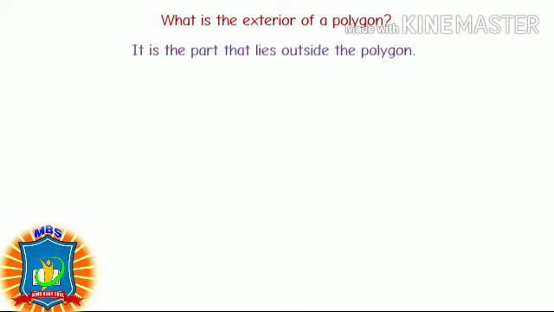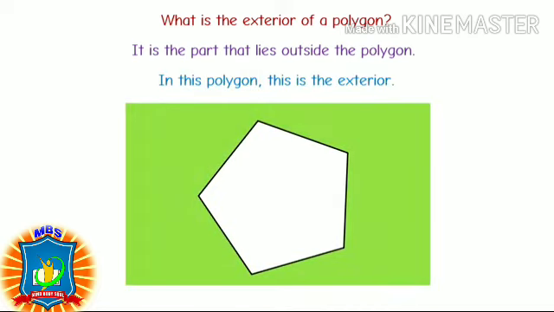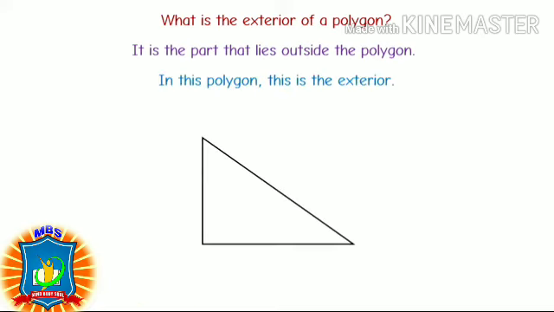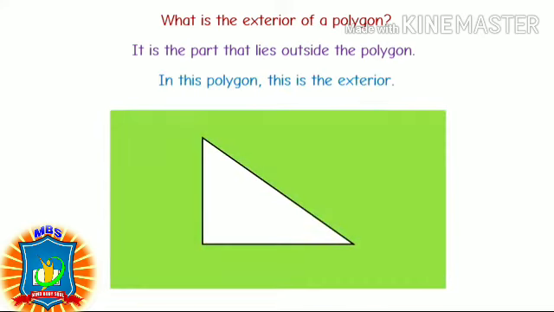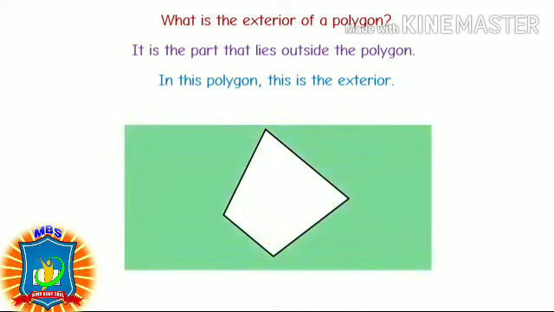What is the exterior of a polygon? It is the part that lies outside the polygon. In this polygon, this is the exterior. In this polygon, this is the exterior. In this polygon, this is the exterior.